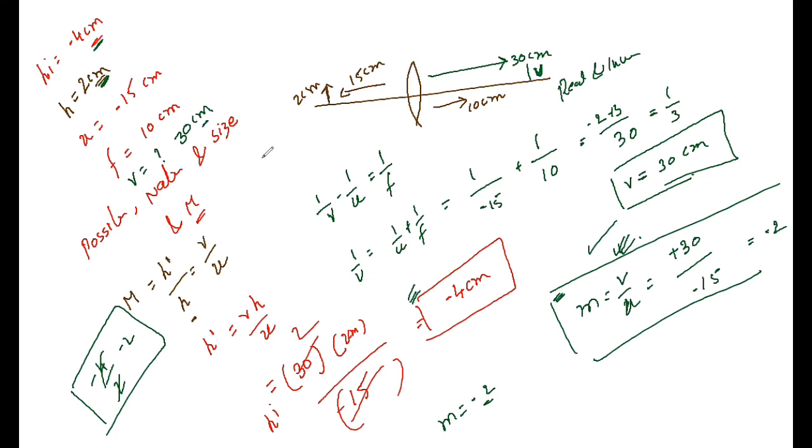So simple. We have calculated the M value, and we have found the position, nature, size, and magnification. The size is 2 times bigger, the magnification value is minus 2, the nature is real and inverted, and the position is plus 30 centimeters on the other side of the lens. All answers we got.